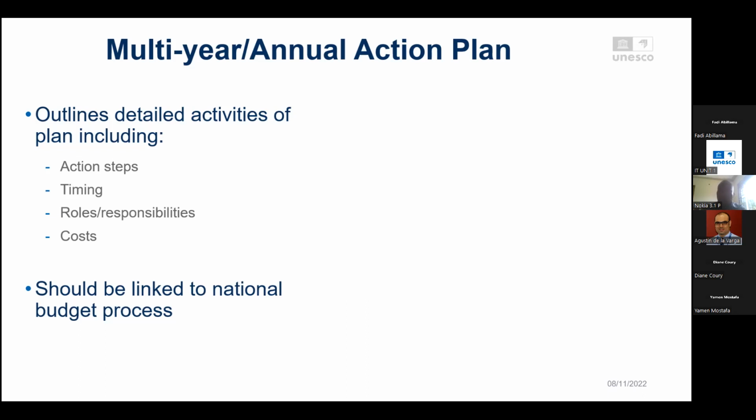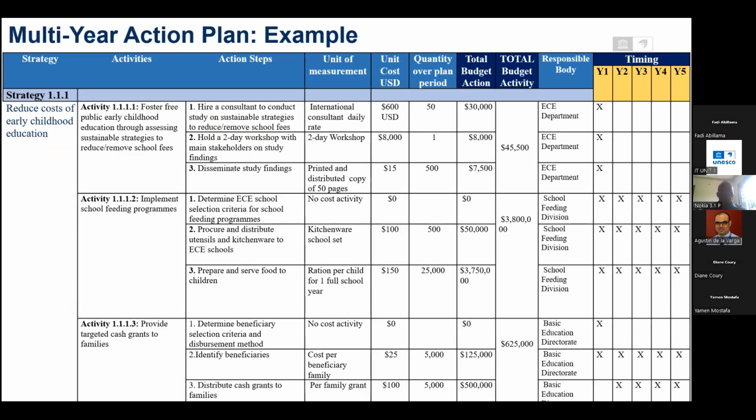Action plans are either annual, when they cover one year, or multi-year. In our case here, we are proposing a plan over five years. This is an example of a multi-year action plan, and as you can see, there are detailed action steps for each activity, along with costing information and the body responsible.